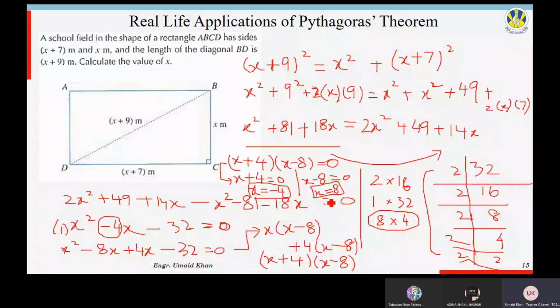8 will be considered, right? Because x is minus 4, if you put minus here, okay, that is not possible. You have a negative x. The length of the field cannot be negative, right? So only consider x is equal to 8. Okay, I hope I have made my point clear.